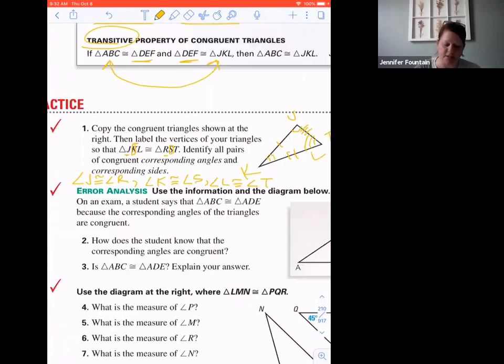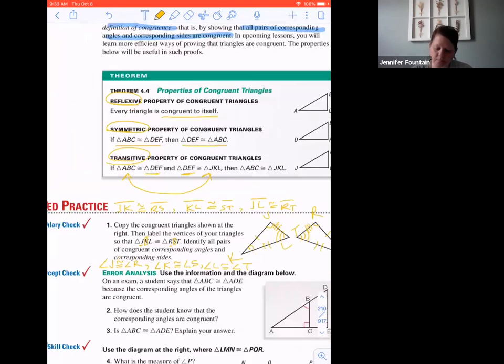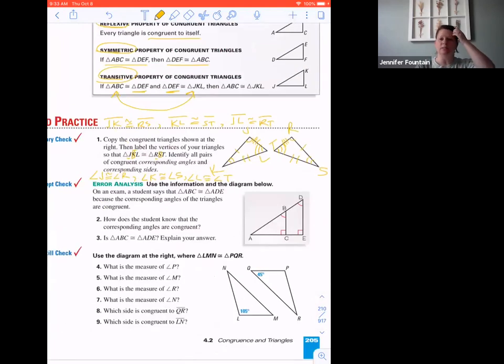Then to name my sides, I'm going to go above so I can write there. So I would have JK corresponds with RS. KL corresponds with ST. And JL corresponds with RT. Okay, so by labeling those triangles, it helps us to see which ones are going to correspond. And then again, we want to make sure that we write the letters in the proper order.